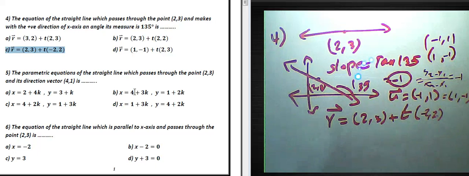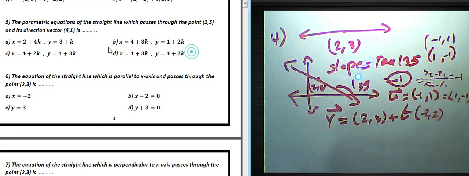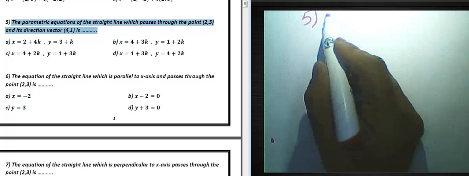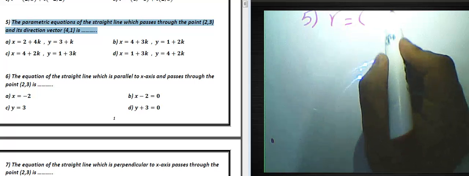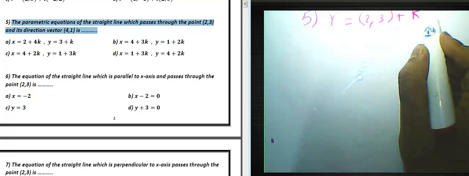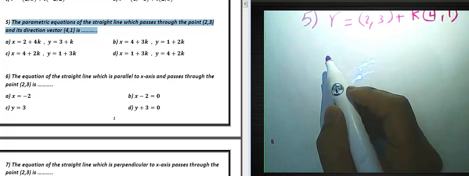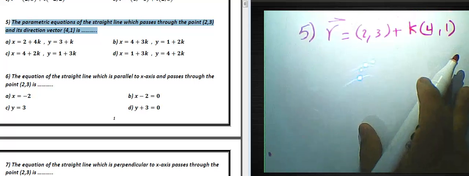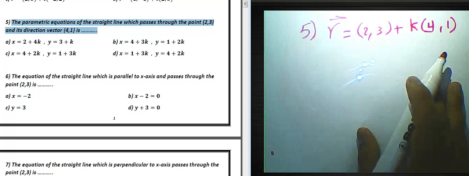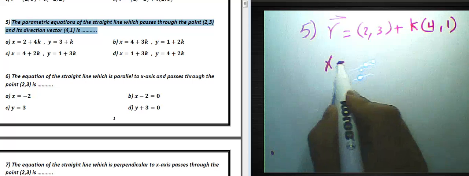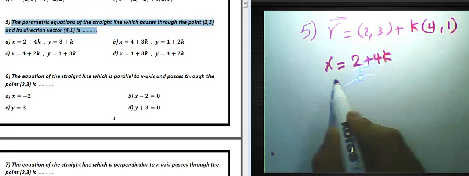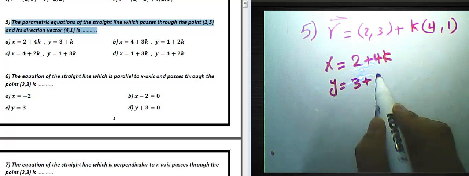The parameter equation of the straight line which passes through the point (2, 3) and its direction vector (4, 1). For number 5, we can write the vector r equal to (2, 3), this is the point, plus a constant k multiplied by (4, 1). He asked about the parametric equation, so we can write two equations: x equal 2 plus 4k and y equal 3 plus 1k.